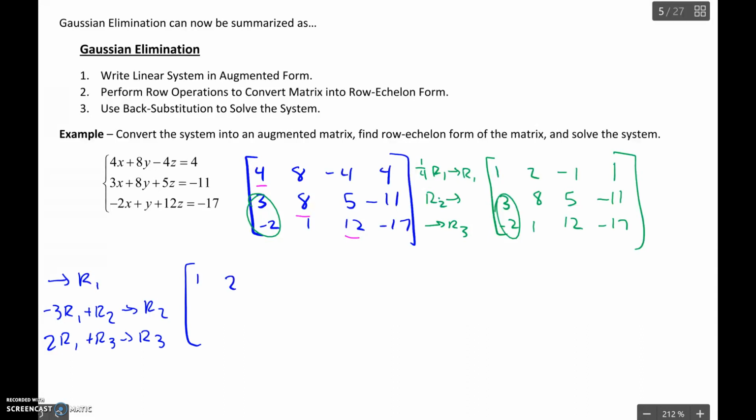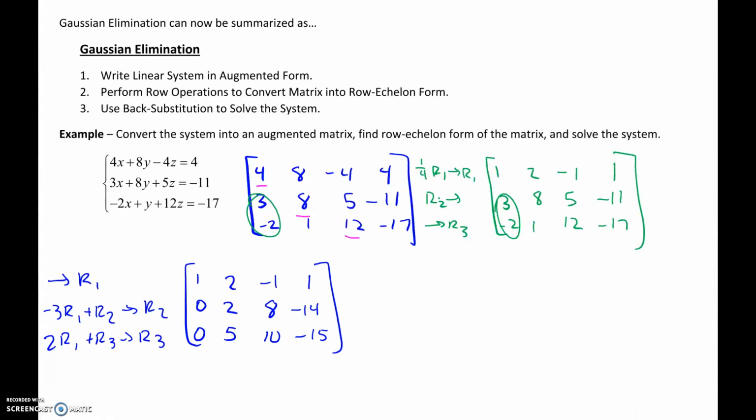So 1, 2, -1, 1, 0. -3 times 2 is -6, plus 8 is 2. 3 plus 5 is 8. And then, -3 minus 11 is -14. And then on the bottom, 2 minus 2 is 0. 4 plus 1 is 5. -2 plus 12 is 10. 2 minus 17 is -15.